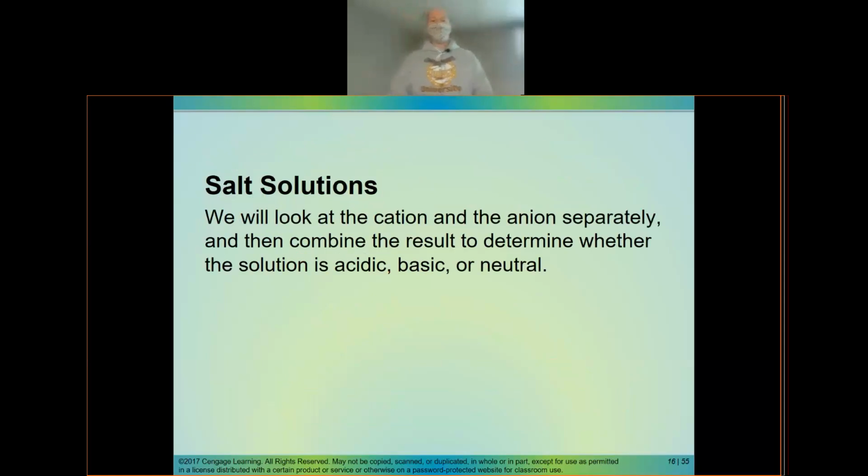All right, salt solution. So this one is interesting. It's going to give you a salt, the most common salt, NaCl. And they're going to say, all right, I got water, pH is 7. I throw in some salt. What happened to the solution? Did it become acidic? Did it become basic? Or did it not change and it is still neutral?